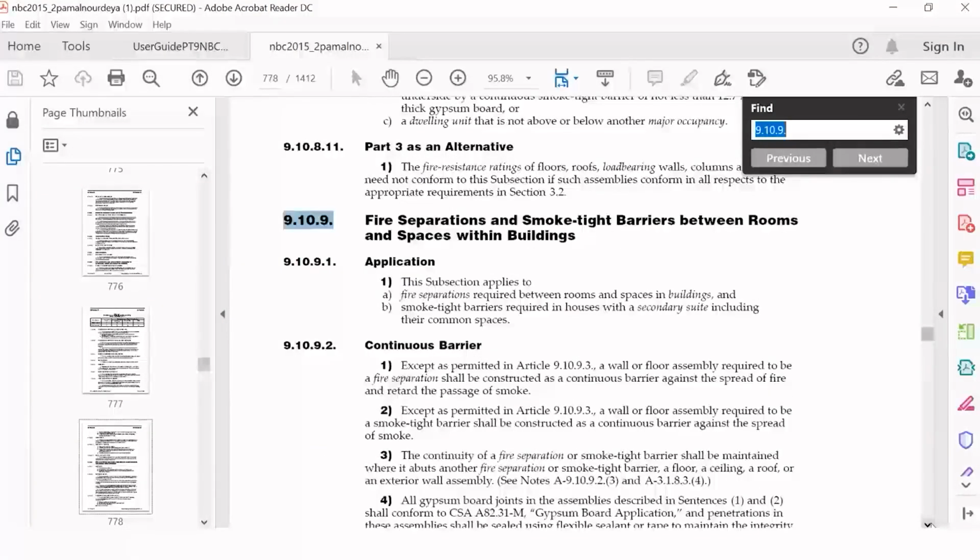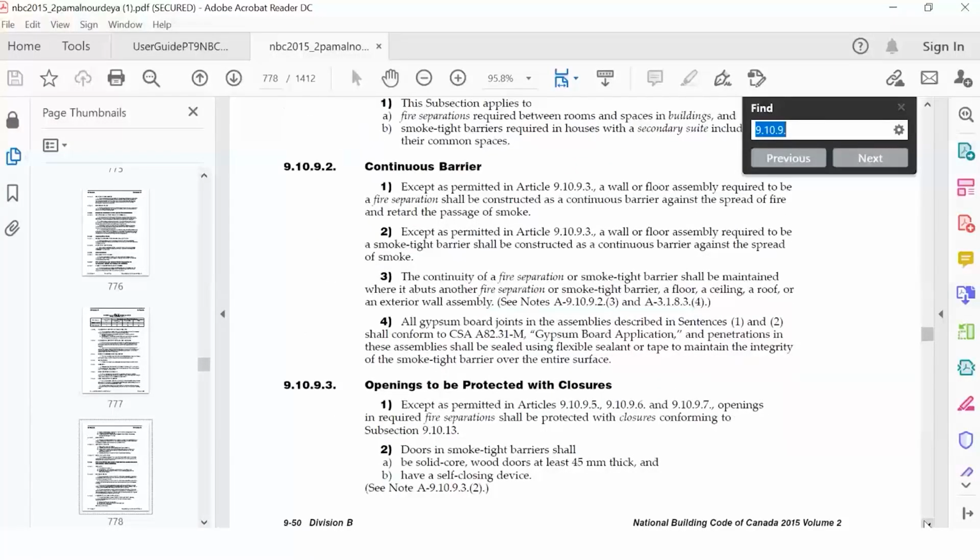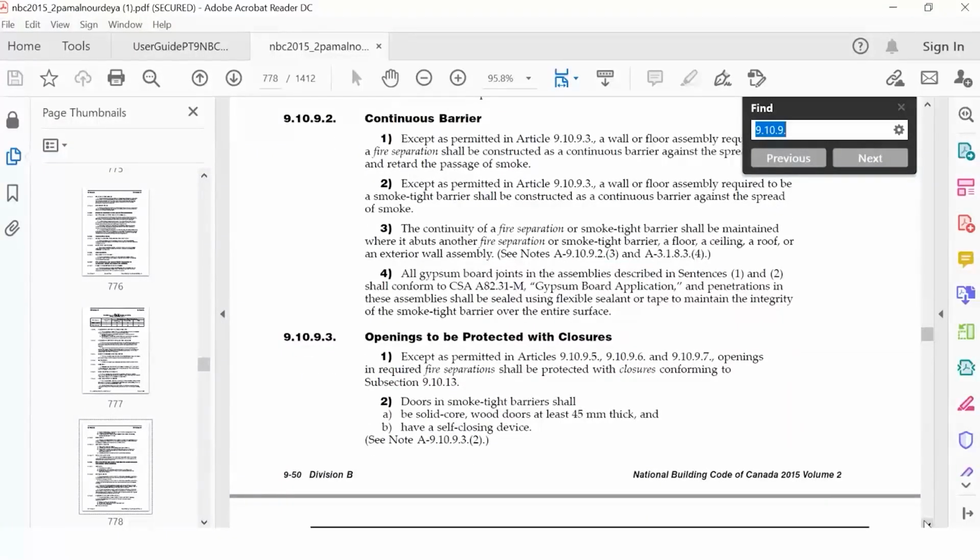Fire separation and smoke tight barriers between rooms and spaces within buildings. Always read the application. This section applies to the fire separation between rooms and spaces in buildings and smoke tight barriers required in houses with a secondary suite, including their common spaces. So we saw that the smoke tight barriers is a continuous construction using the gypsum 12.7 millimeter for walls. Let's see, continuous barriers. So the continuity, it talks about continuity of the fire separation or smoke tight barriers.